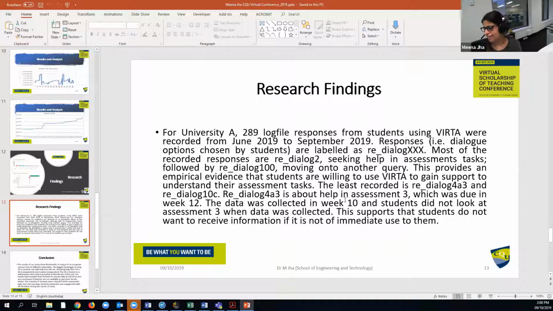And this is what I said, which was due in week 12, and the data was collected in week 10. So they haven't checked that. And students did not look at assessment 3 when data was collected. This supports that students do not want to receive information if it is not of immediate use to them.